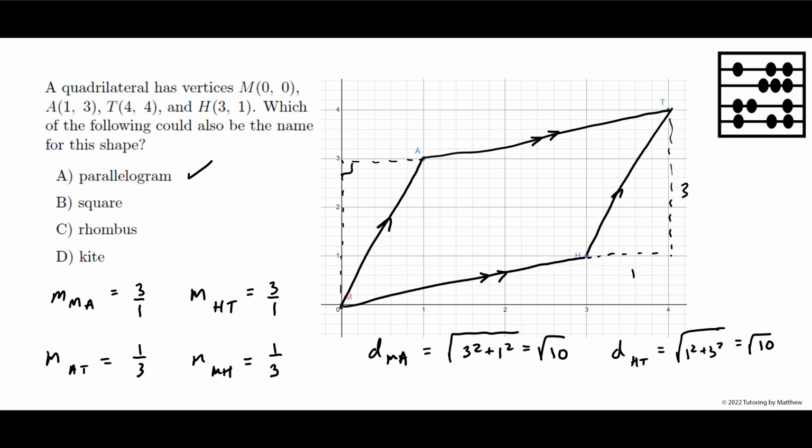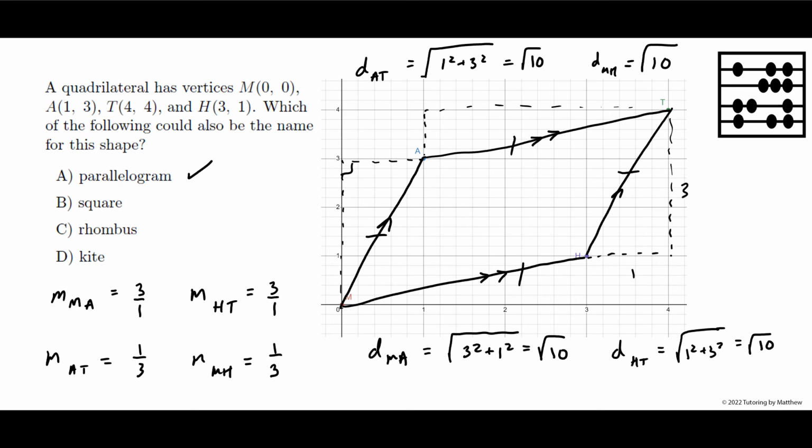We can also find the distance from A to T, also using the Pythagorean theorem by drawing a triangle. The distance from A to T is also the square root of 1 squared plus 3 squared, or the square root of 10. And down below, the distance from M to H is similarly the square root of 10 using the same calculation. So here's what we know. We know that all four sides have the same length. That means it could be a square or it could be a rhombus.